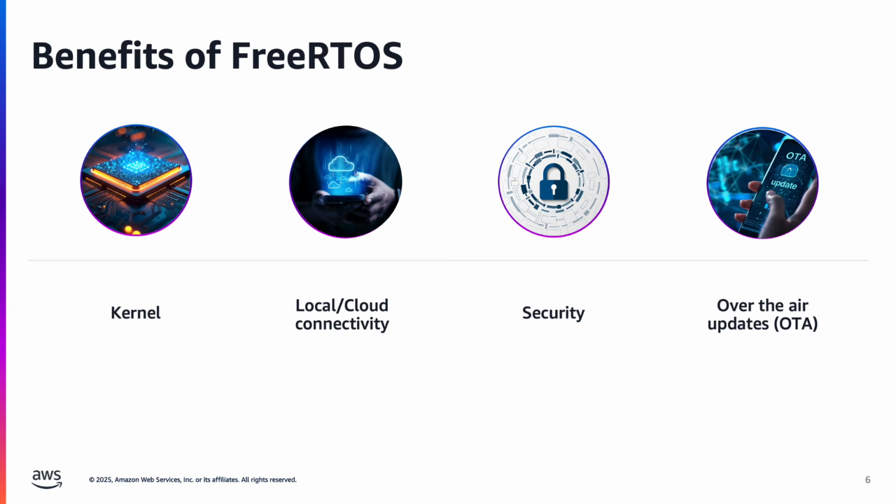And lastly, FreeRTOS supports over-the-air updates. So now you don't have to go to each device and manually update the firmware. Now you can use AWS to help with that. So within the AWS IoT Device Management Console, you can provide a firmware image, select the device to update, and create the FreeRTOS OTA job update, and then it will be deployed to the device itself.